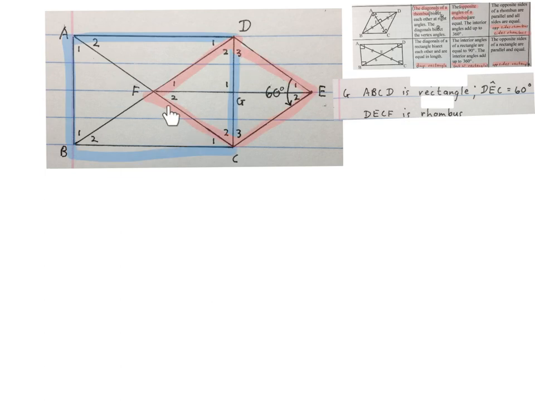Here is a sketch. They told us that the blue quadrilateral is a rectangle. They told us that the red quadrilateral is a rhombus. They told me that that angle there, DEC, is 60 degrees. Firstly, they ask us to work out the size of angle E1.